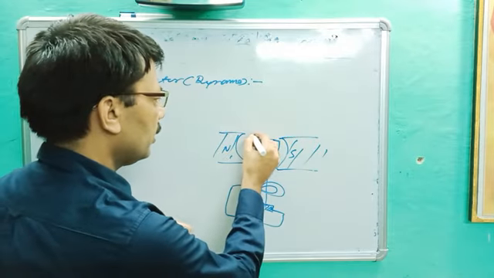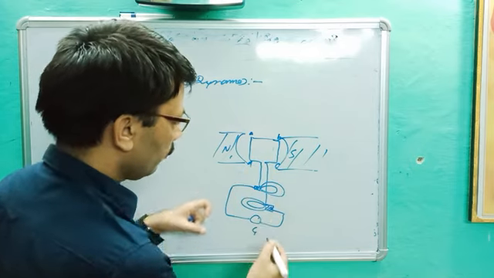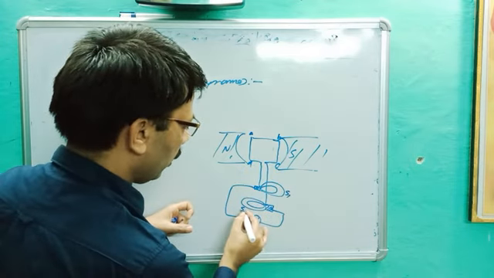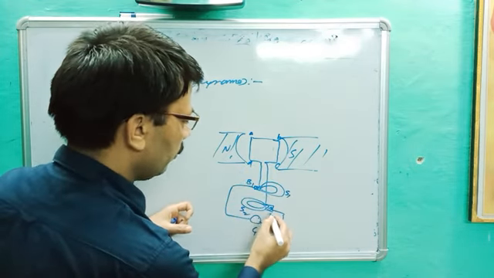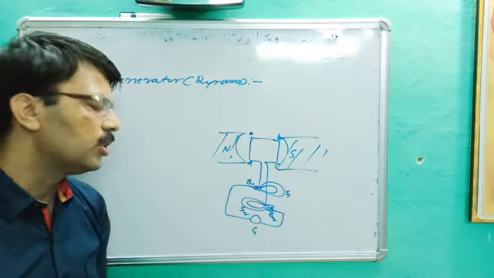Okay, so armature is what? A B C D. Slip rings are S1 and what? S2. Brushes are what? B1 and B2. This is the galvanometer. Galvanometer is what? G, by which we will get the current.